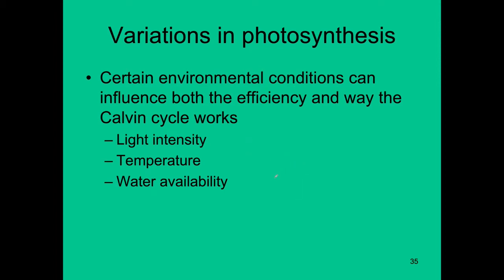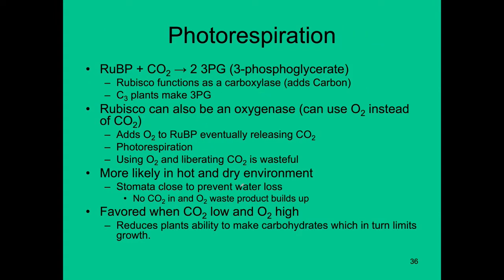Now, there are some variations that can occur in photosynthesis, and sometimes different environmental conditions can have some kind of effect on either the efficiency of the photosynthetic process or actually in the way that the Calvin cycle works at all. And this can be affected by light intensity, temperature, and obviously from the light reaction, water availability plays a really big role. So this is what I had mentioned earlier about photorespiration.